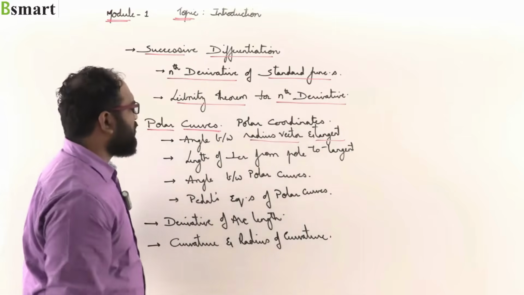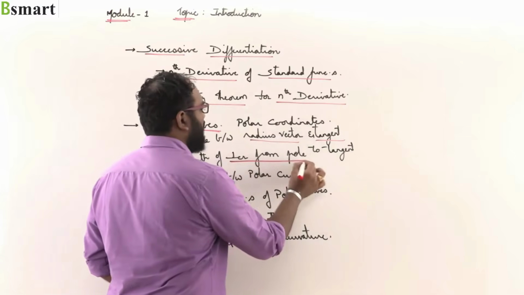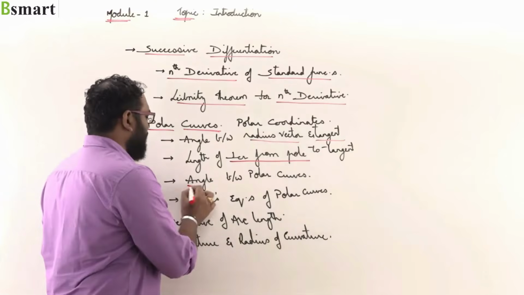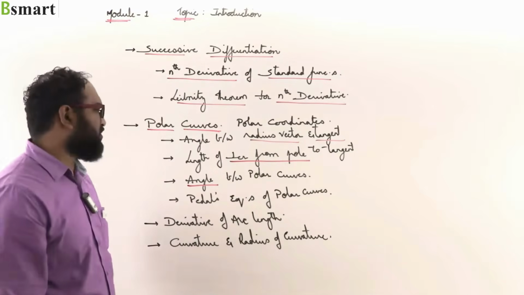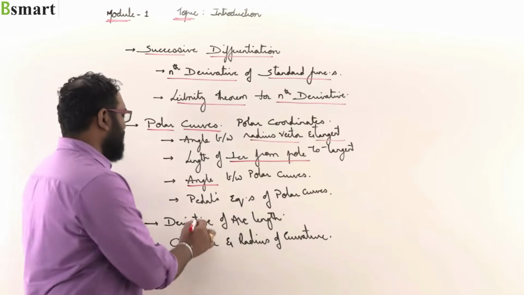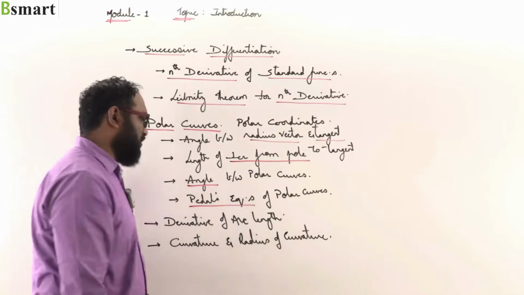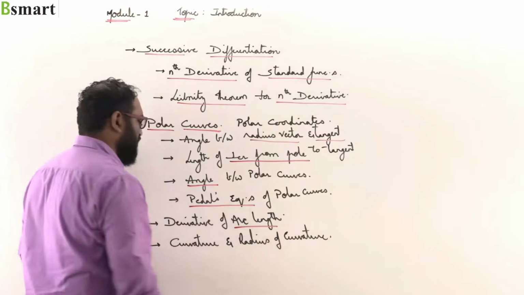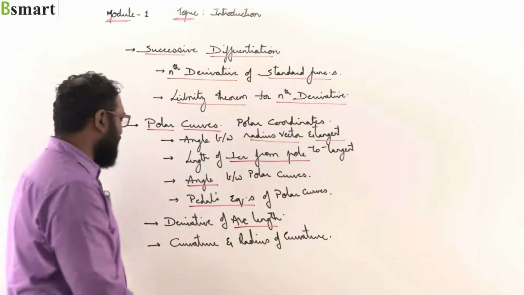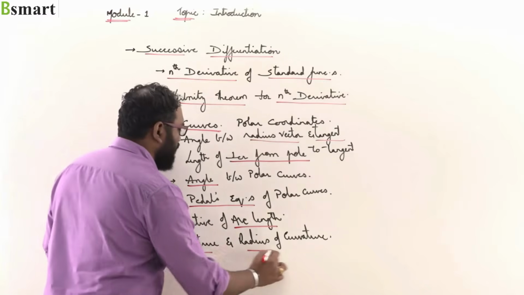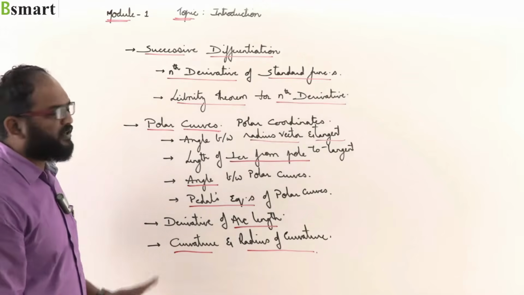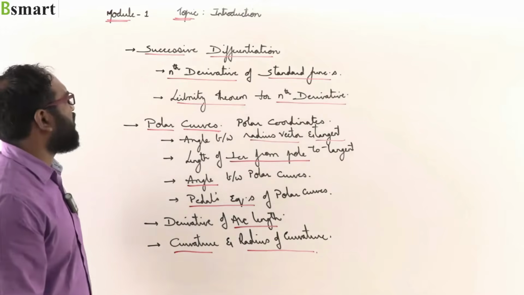And again, the length of the perpendicular from the pole to the tangent to the curve, the angle between any two polar curves which are intersecting, and the pedal equation for the polar curves. And we are going to learn how to find the arc length, as well as what the curvature is and what the radius of curvature is. So these are the topics that we are going to learn in module 1.